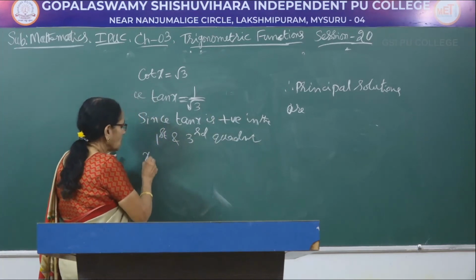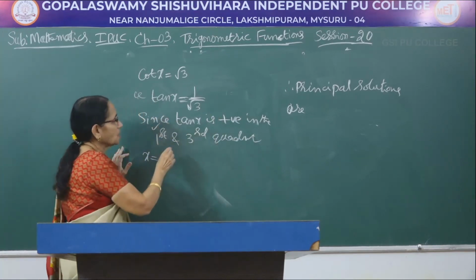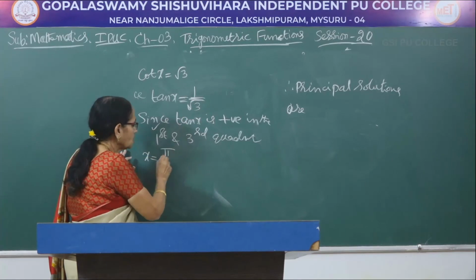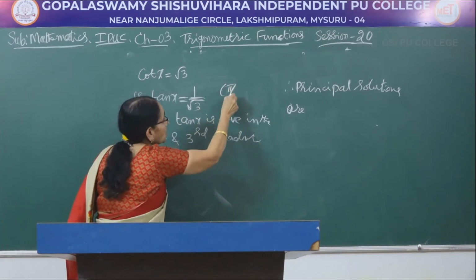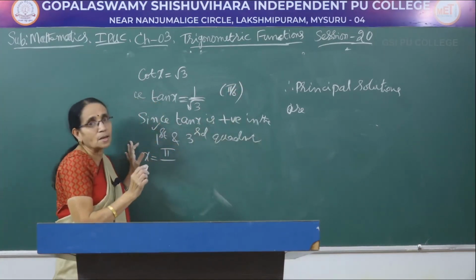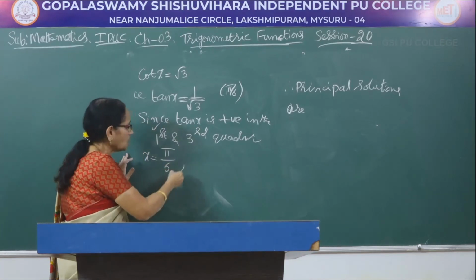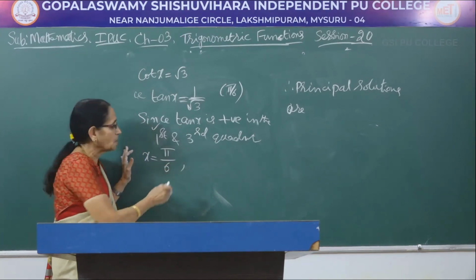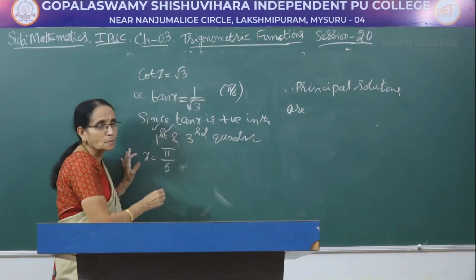Now we have x in the first quadrant. For 1 by root 3, what is the corresponding value? It is 30 degrees, or written in radian measure, it is pi by 6. So the first quadrant part is over.